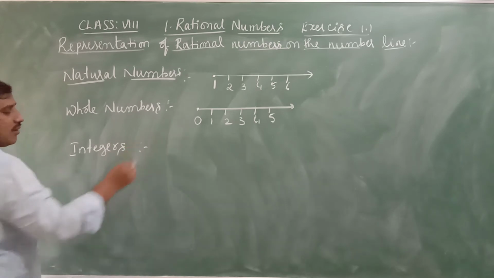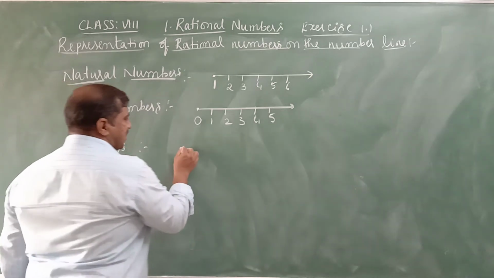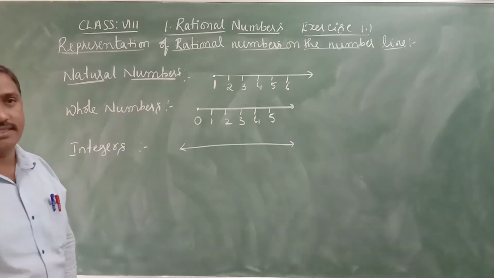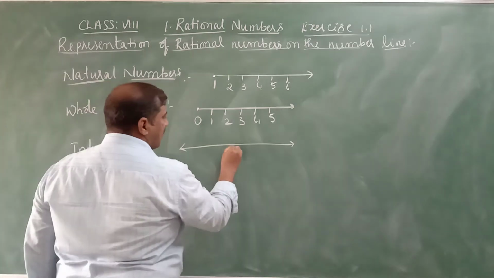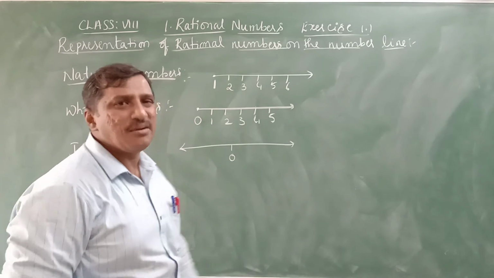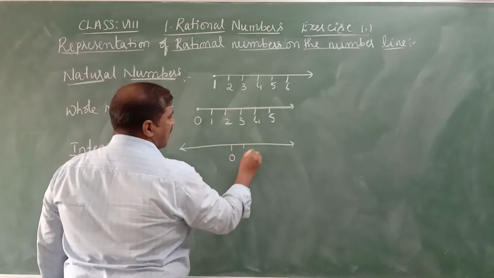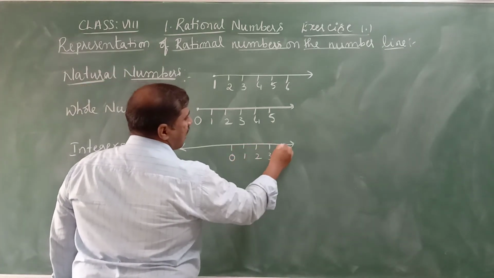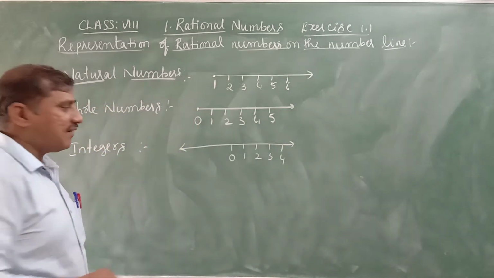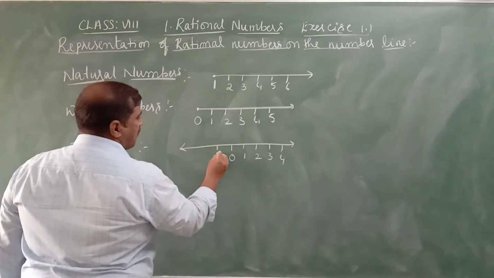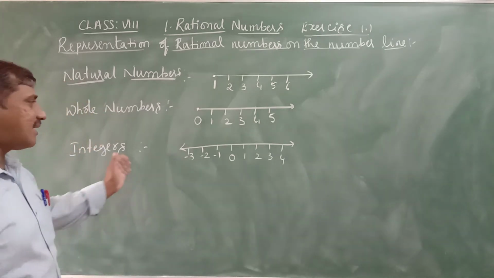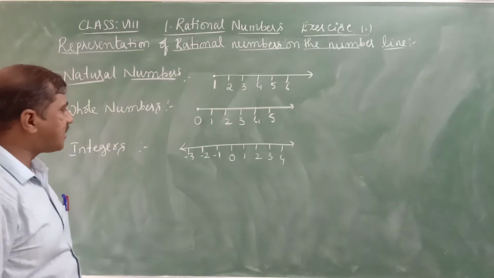Integers, yes. We have negative integers and positive integers, and this line extends on both the sides endlessly. At the middle we will take 0, and at equal distances from the right side of 0 we will take positive integers as plus 1, plus 2, plus 3, plus 4 and so on. Similarly on the left side of 0, we will take minus 1, minus 2, minus 3 and so on. This line will extend endlessly on both the sides.